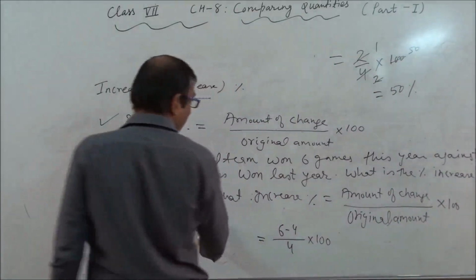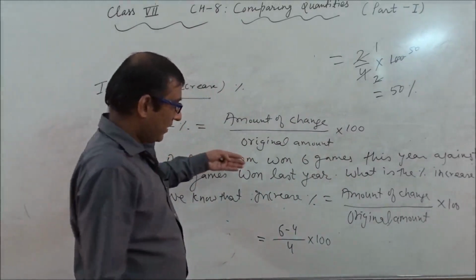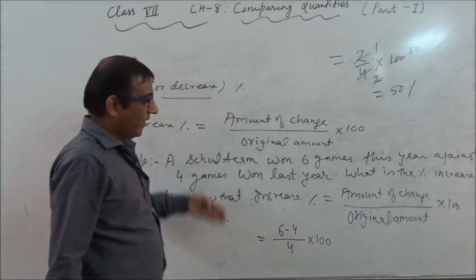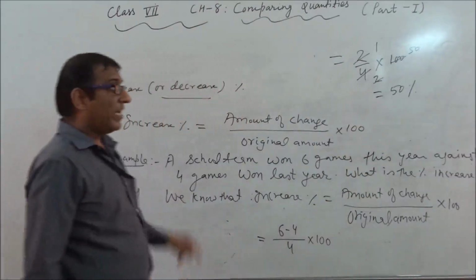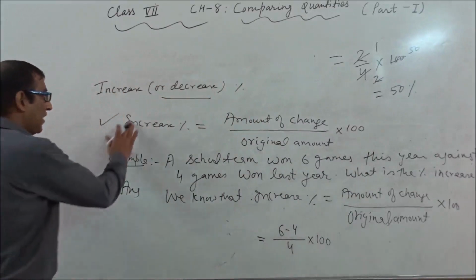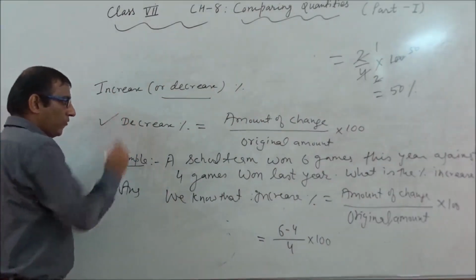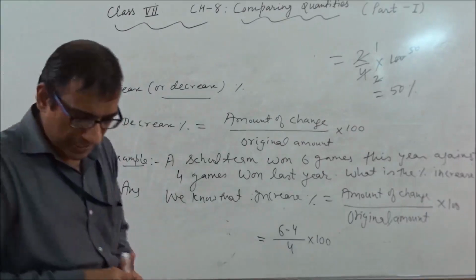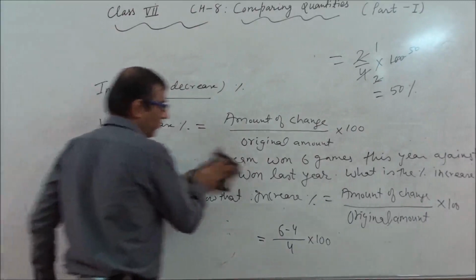It means a particular team, the school team, won the match. So what is the percentage increase? We can say the increase percentage is 50%. If I am continuing with the decrease, again we will continue with the same formula. I am taking one more question related with this, so that the concept of increase and decrease percentage will be clear to all of you.